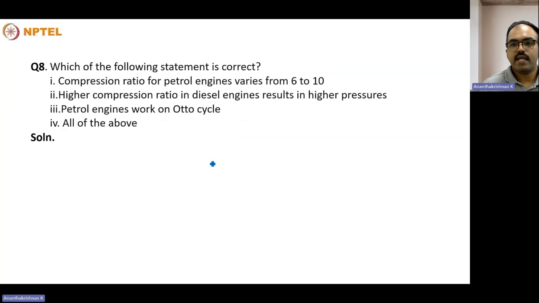Which of the following statements is correct regarding petrol engines as well as diesel engines? The compression ratio for a petrol engine varies from 6 to 10. That is right. It can't operate at a higher compression ratio. It doesn't work on self-ignition, but depends on spark ignition. A higher compression ratio in diesel engines results in higher pressures. Yes, that's straightforward. Petrol engines work on the Otto cycle. Yes, all of the above are correct.